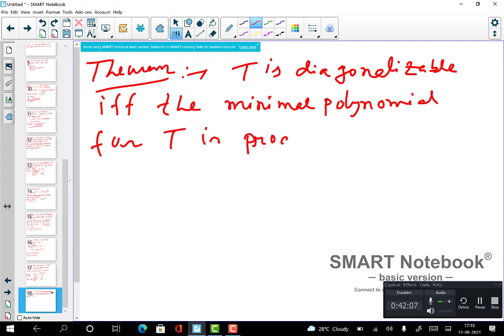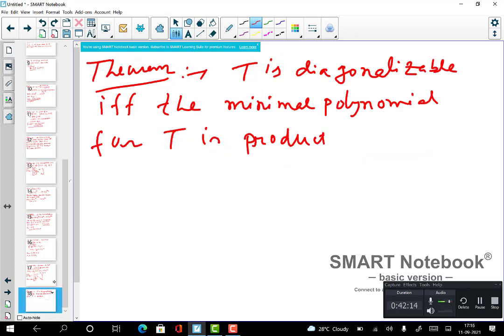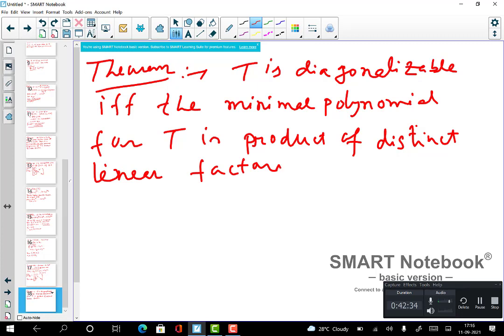a product of, last time I wrote linear factors, right? Product of linear factors, but here I am assuming one more term: product of distinct linear factors. What does that mean? That means each of the linear terms will come once only. Okay, distinct linear factors, then T is diagonalizable. So this is a different condition. And now the proof. So how do you prove this?